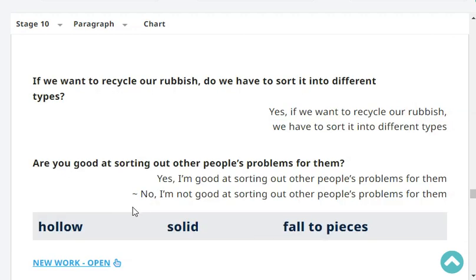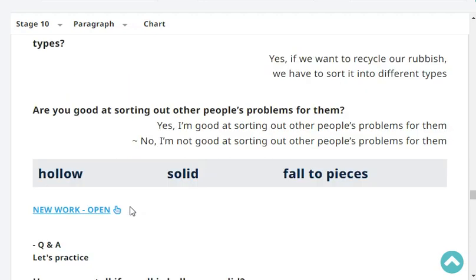If we want to recycle our rubbish, do we have to sort it into different types? Yes. If we want to recycle our rubbish, we have to sort it into different types. Very good.